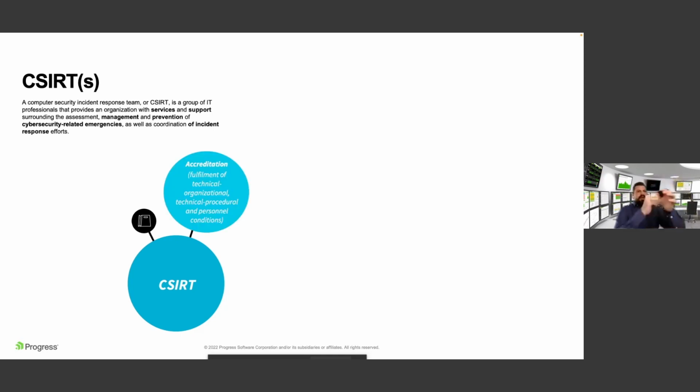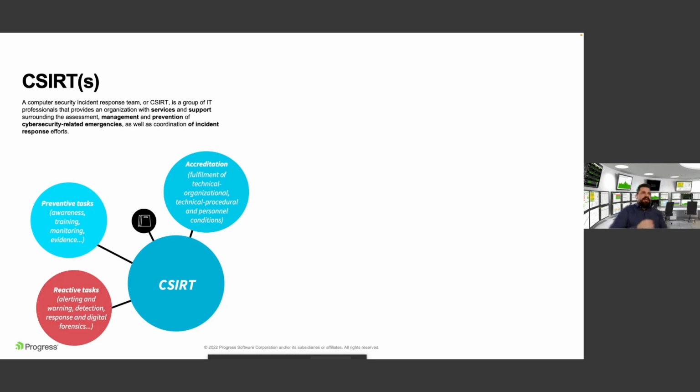And CSIRTs need to fulfill any kind of technical, organizational, procedural, and personal conditions. They are responsible for preventive tasks like awareness, training, monitoring, evidence, and also reactive tasks like alerting and early warning, detection, response, and digital forensics.